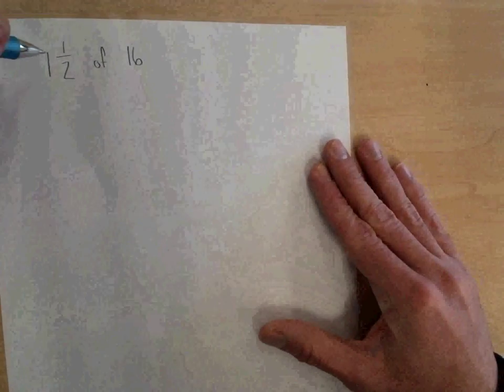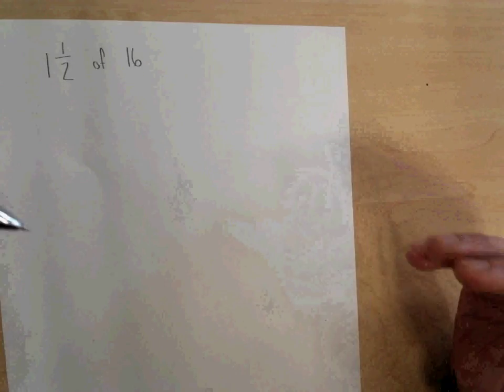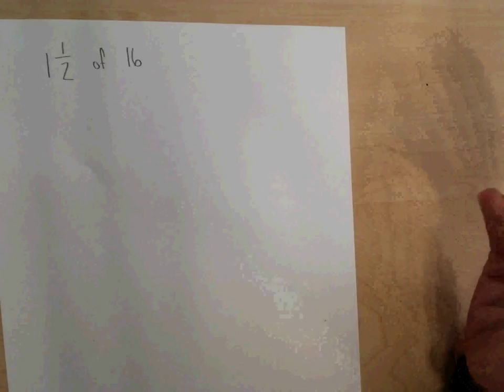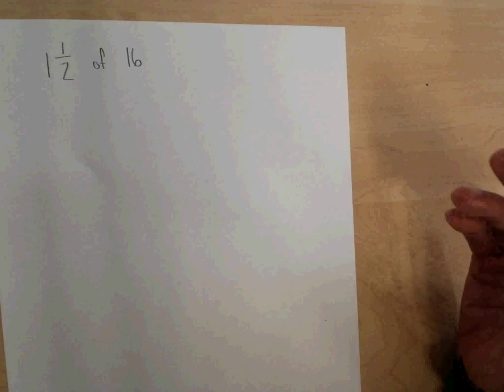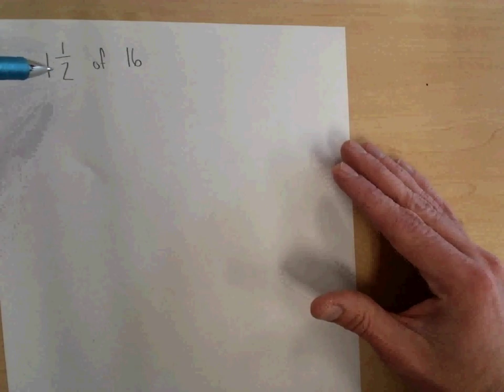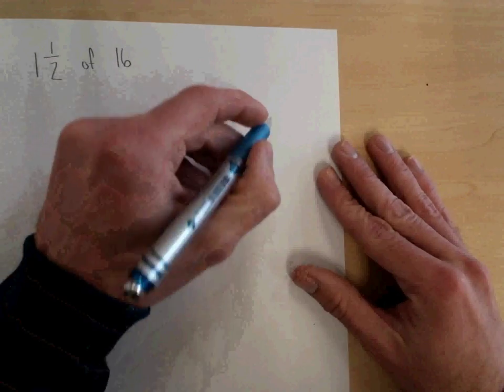Today what we did is we introduced 1 and 1/2 of 16. So let's go ahead and bring this to context. Let's say that Joe is on the bike path, and the bike path is 16 miles long. Joe goes around the bike path 1 and 1/2 times. How many miles is that?